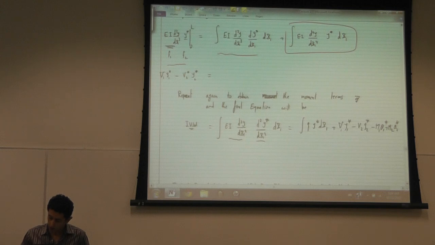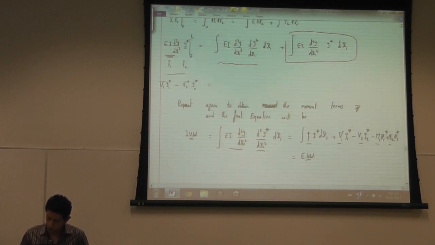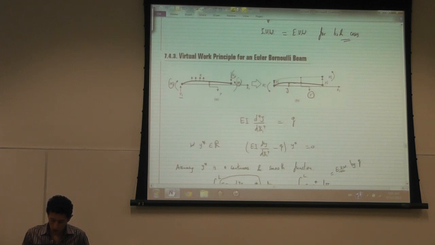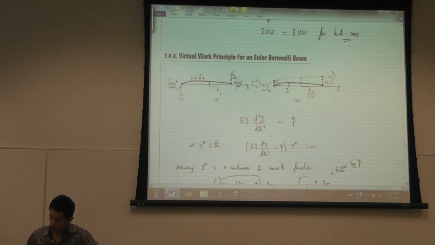And what are all these values? This is the external virtual work provided by q and the shears at the ends and the moments at the ends. Shear v2 multiplied by y2 star, v1 multiplied by y1 star, m1 multiplied by theta 1 star, m2 multiplied by theta 2 star. Whenever they're in the same direction, it's positive. Whenever they're in opposite directions, the external virtual work is negative.